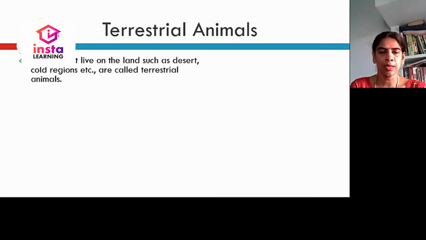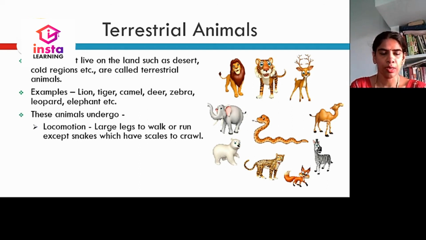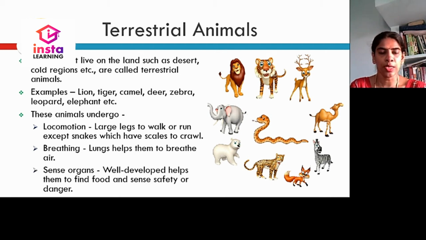Animals that live on the land, such as desert, cold regions, etc., are called terrestrial animals. It includes lion, tiger, camel, deer, zebra, leopard, elephant, etc. These animals undergo locomotion. Movement takes place with the help of large legs which help them to walk or run. However, snakes have scales to crawl. Breathing in terrestrial animals takes place with the help of lungs. They also possess well developed sense organs, which help them to find food and sense safety or danger.